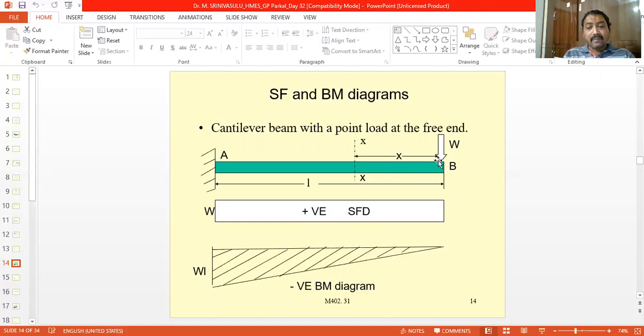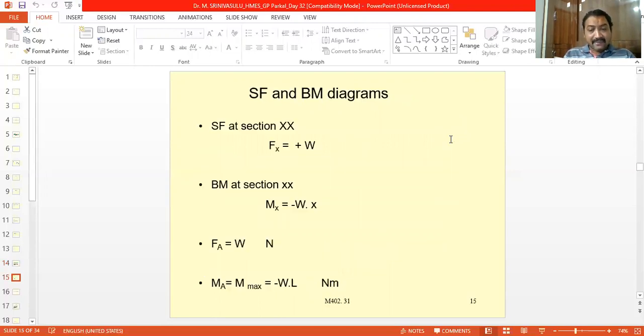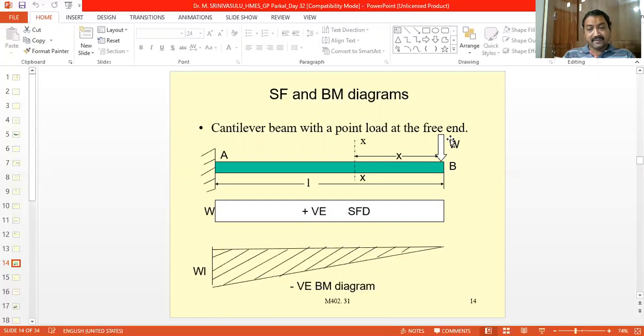Therefore, the moment caused by this force is equal to, we know what the moment of the force is. The bending moment is nothing but the moment of the force. So moment means the force into perpendicular distance. Here W is the force and x is the perpendicular distance between the point B and xx. So W into x is the moment.